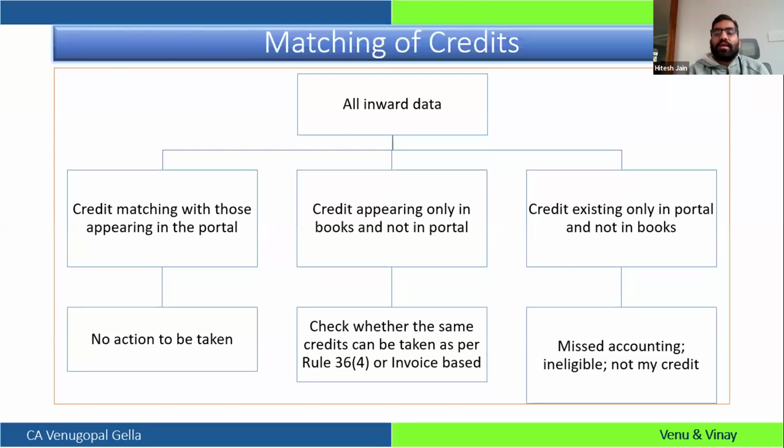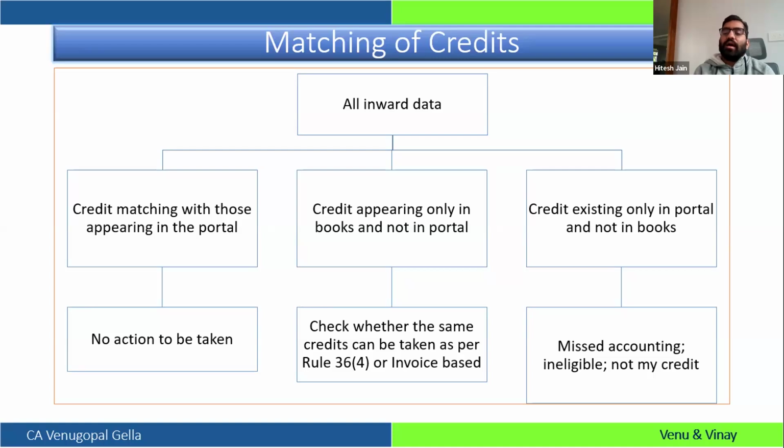Again, there might be a situation where credit exists only in the portal but not in books. So, what can we conclude from this scenario is that if it is only in the portal, one scenario may be that the supplier has wrongly furnished my GSTN instead of some other person's GSTN which he ought to have furnished. That's why it is lying in my portal. The other scenario may be it is ineligible. I have not even availed such credit. And since I have not availed such credit, I have not even reversed that credit.